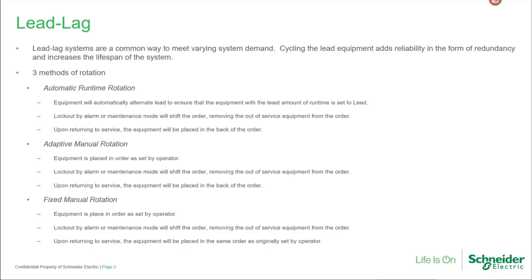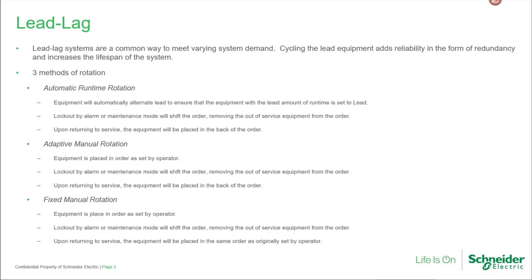So if the operator had a 1, 2, 3, 4, and the lead was 1 and it went to alarm or locked out, it would take it and put it to the end of the order, 2, 3, 4, 1. And if it was put back into service, it would stay at the back of the order. Whereas in the fixed manual rotation, if they set it as 1, 2, 3, 4, and 1 went into alarm, it would take it out of the order momentarily while it was locked out. But if it was brought back in and the operator cleared the alarm and said it's ready for operation, if they did not change the order from 1, 2, 3, 4, it will put the chiller back in the lead position and turn that back on.